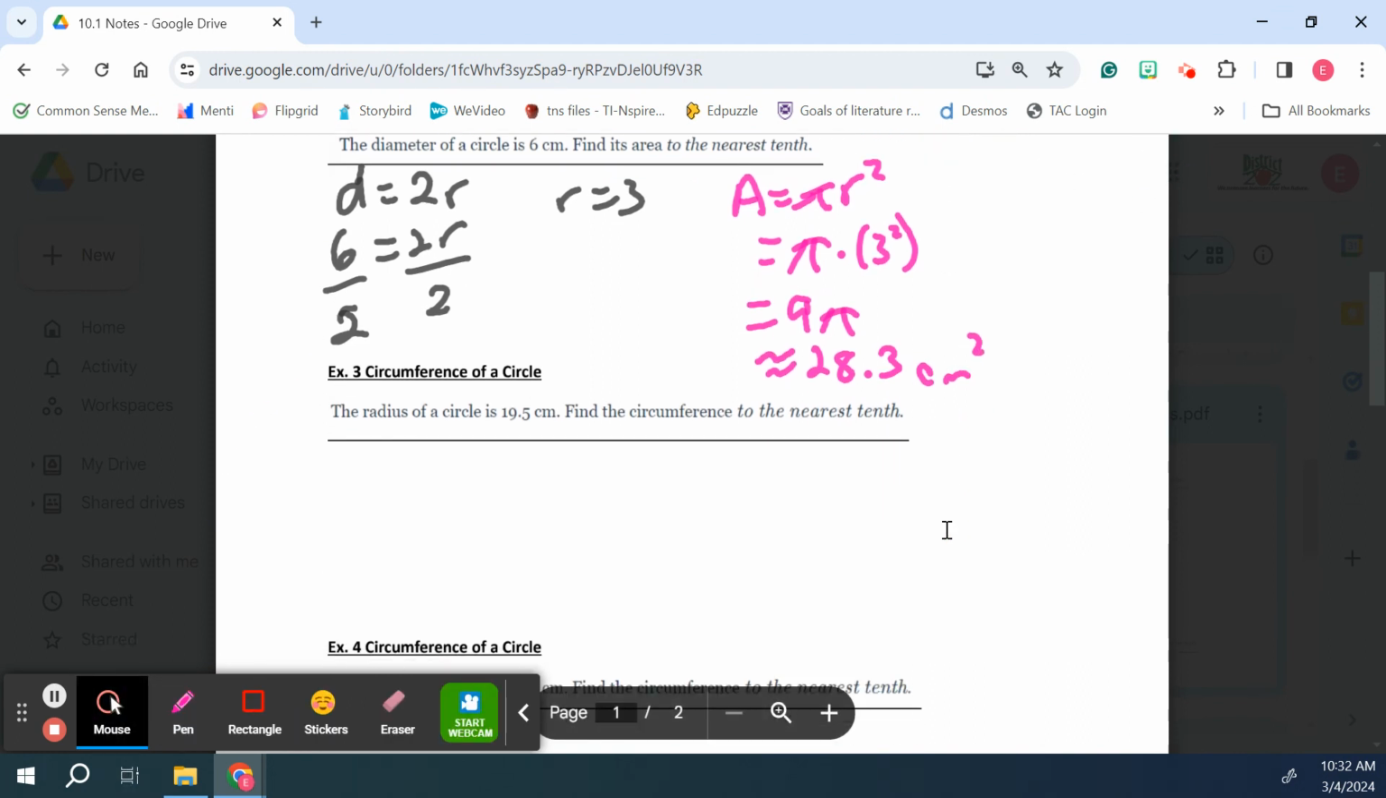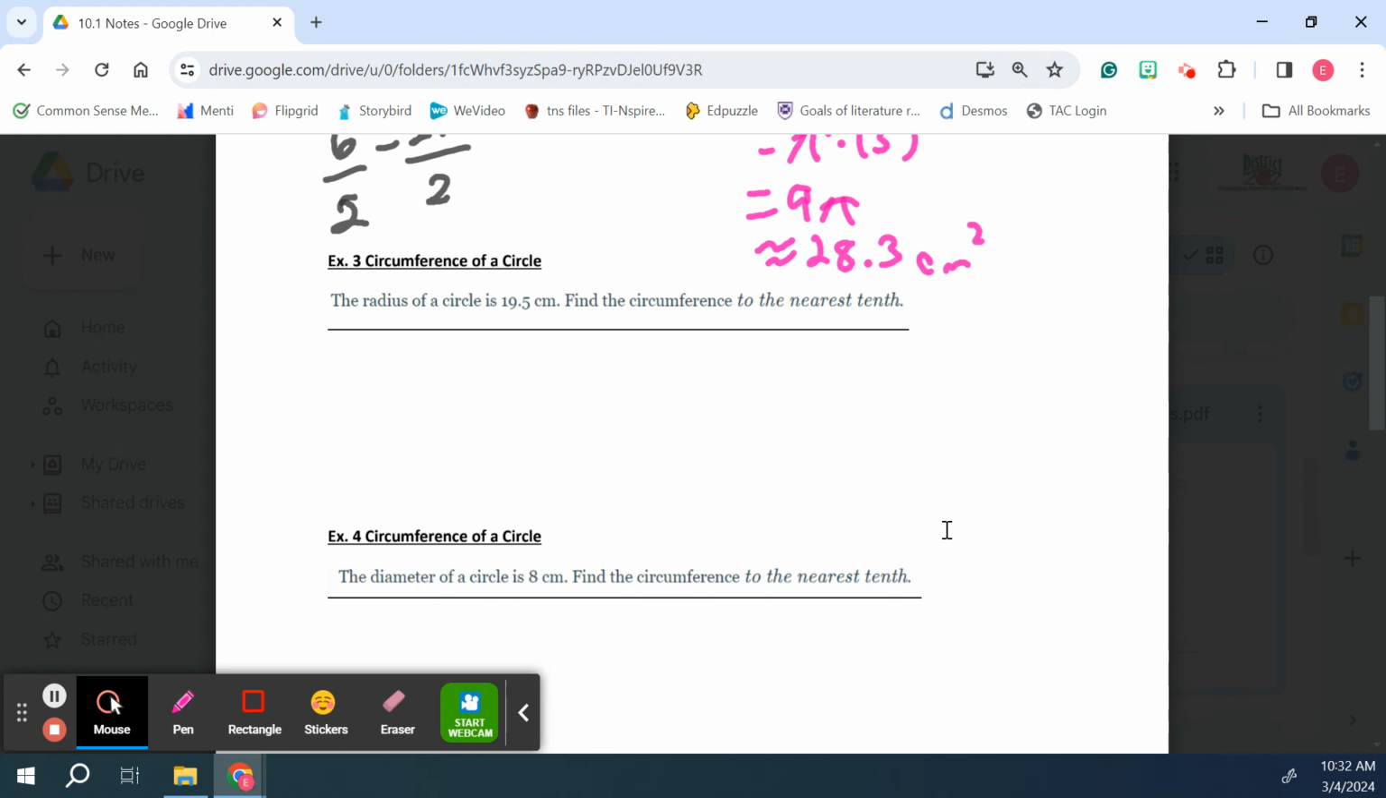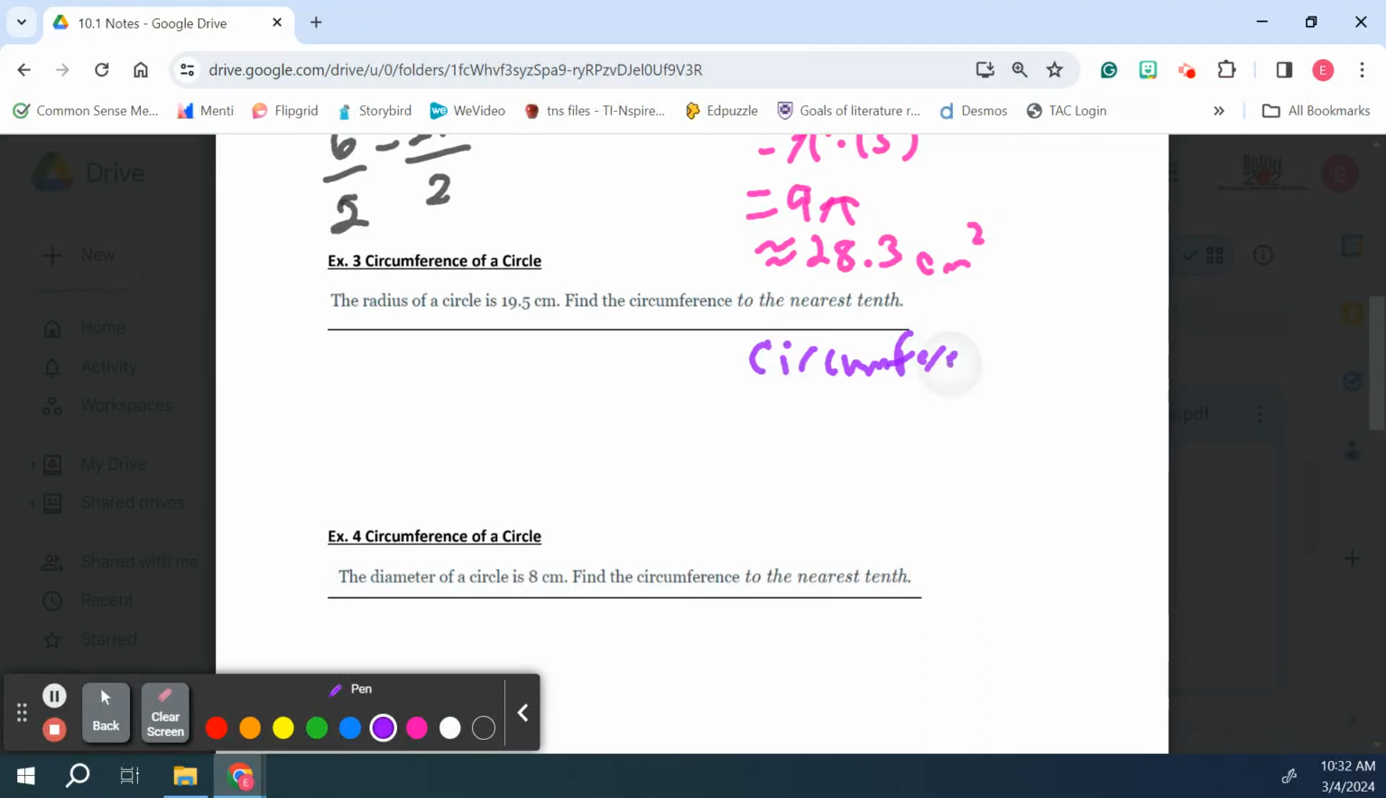All right. Let's talk about the circumference of a circle. The radius of a circle is 19.5 centimeters. Find the circumference to the nearest tenth. One thing you need to know about circumference is that it is the perimeter of a circle. So when we get into problems where we combine some of this stuff, just note that circumference is a fancy way of saying perimeter.